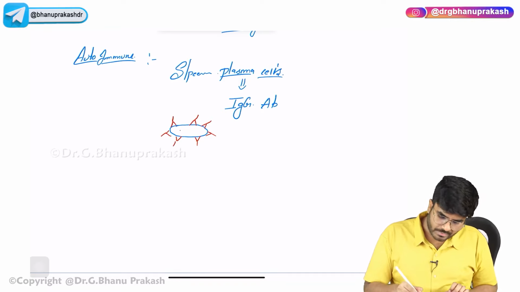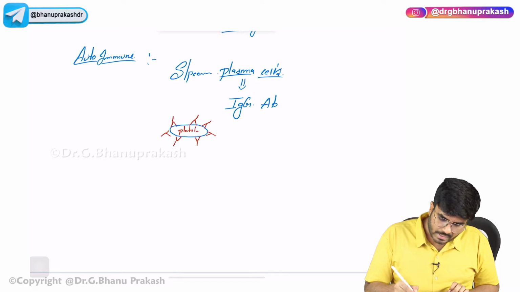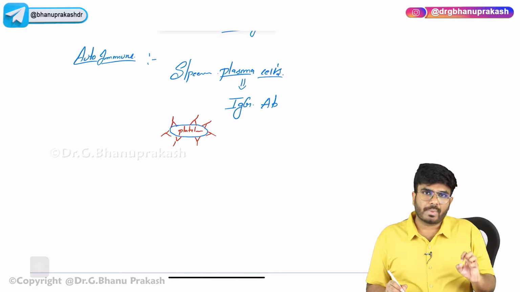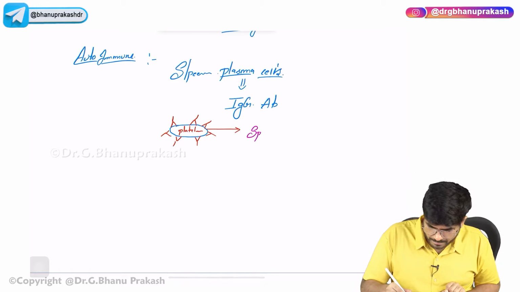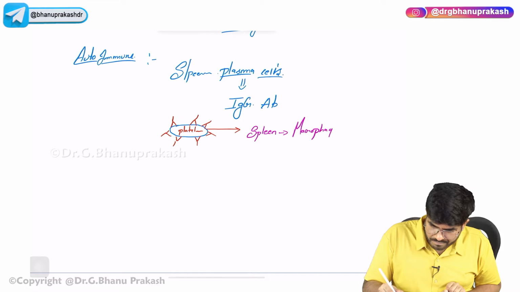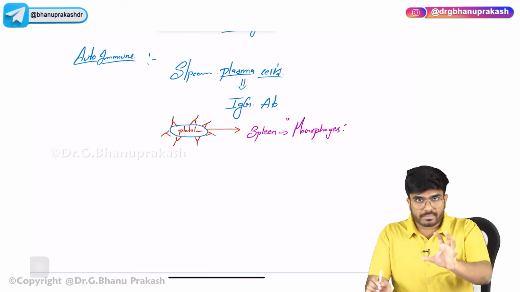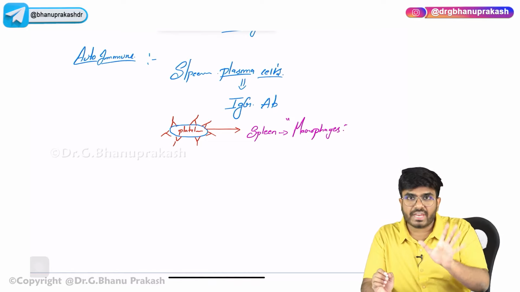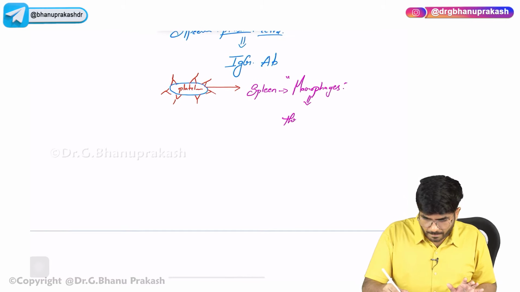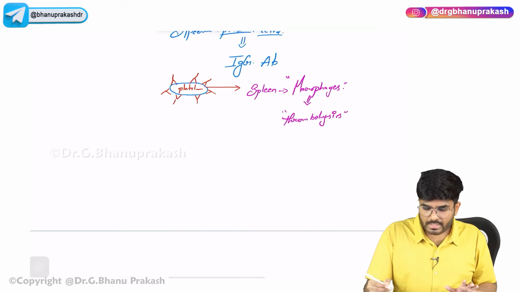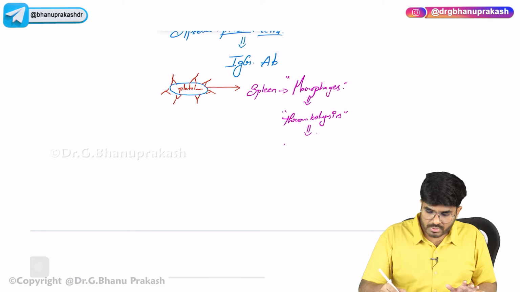These antibody coated platelets are consumed by the splenic macrophages. Whenever these platelets are going through the spleen, the splenic macrophages are going to take up these platelets which are coated with IgG antibodies, and the platelets are totally destroyed. The platelets are getting destroyed, so that's what is causing the thrombocytopenia.